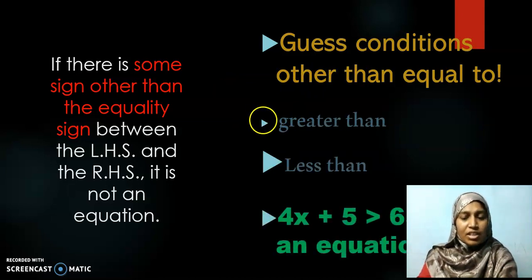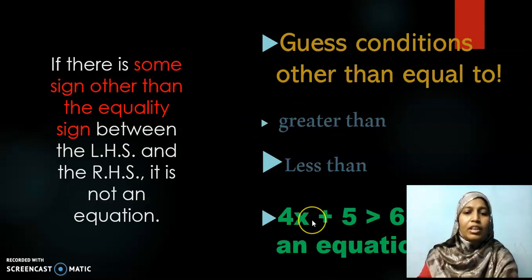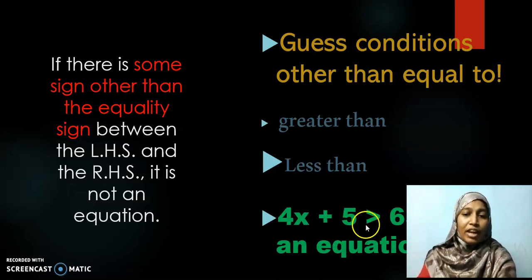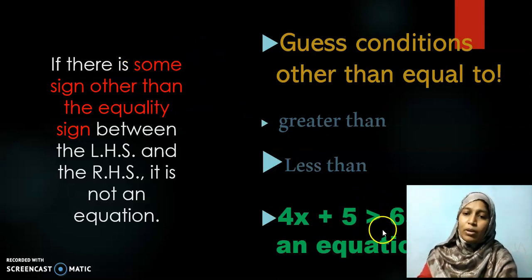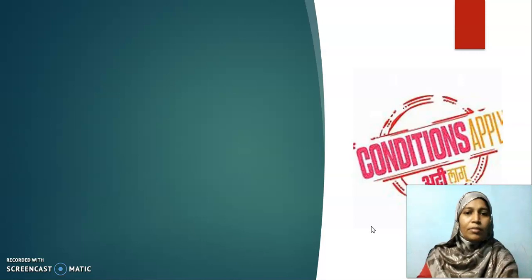Then if I have such a symbol in a statement, it is not an equation. Is it clear, my dear children? It is not an equation. Only if I have an equality sign, it is an equation. If I don't have equality and some other signs are there like greater than, less than, not equal to, then it is not an equation.